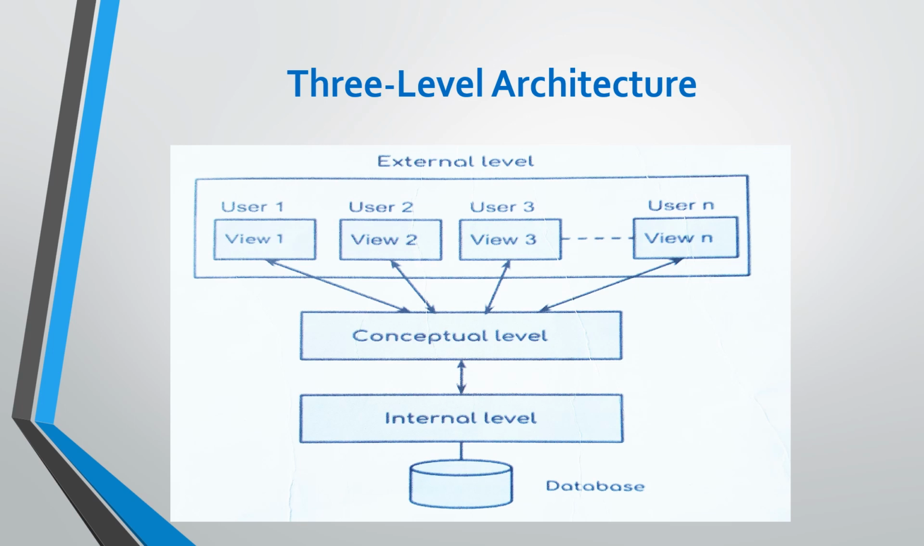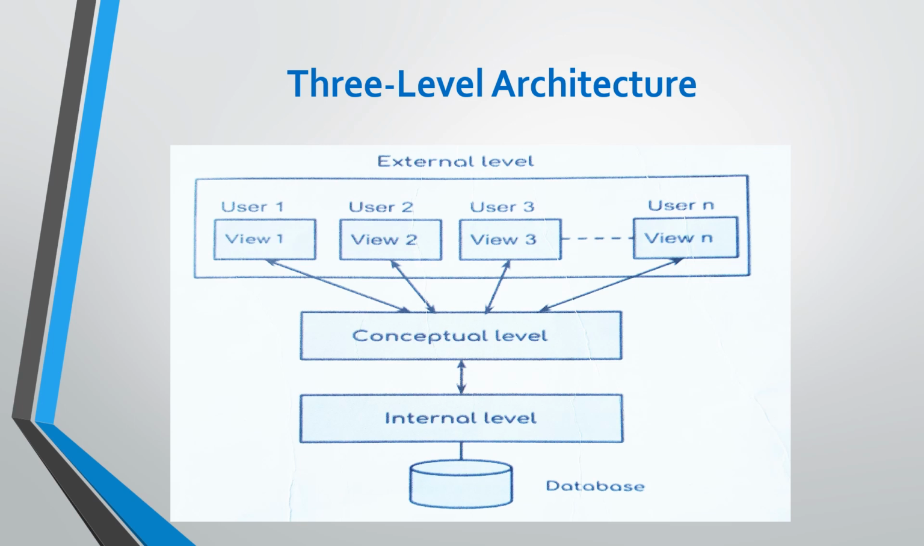This describes how the data in the database is viewed by the users. In this architecture, the overall database description can be defined at three levels. That is called the internal level, conceptual level, and external level. The external level we can also call the view level. So that is named the three-level DBMS architecture.